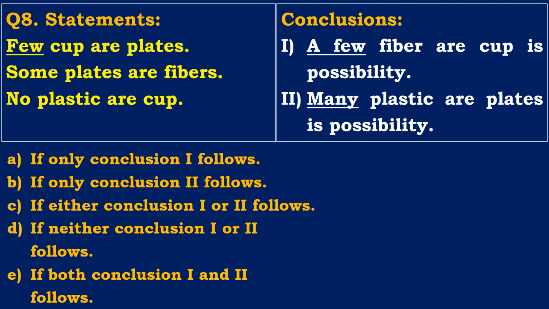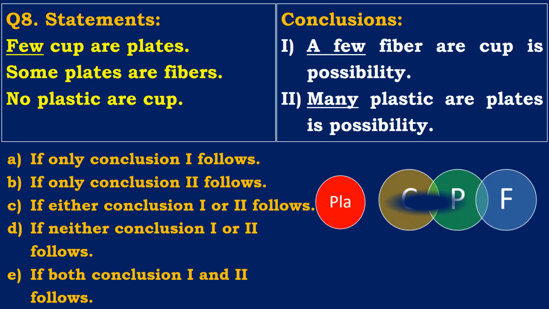Many plastic are plates is a possibility. According to trick 1, both conclusions follow the statement. Hence, option E is the correct answer.